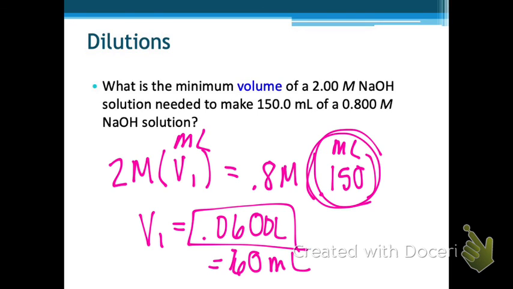What questions do we have about dilutions? Feels pretty simple, right?